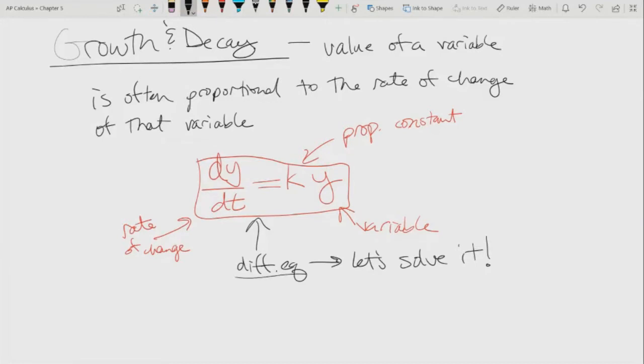By the way, the way I wrote this, diff EQ, that's usually what, there's a course called differential equations that some of you might take in college. And it's all about differential equations like this, and we usually call it diff EQ. That's the short name for it. So we get this differential equation, let's solve it.